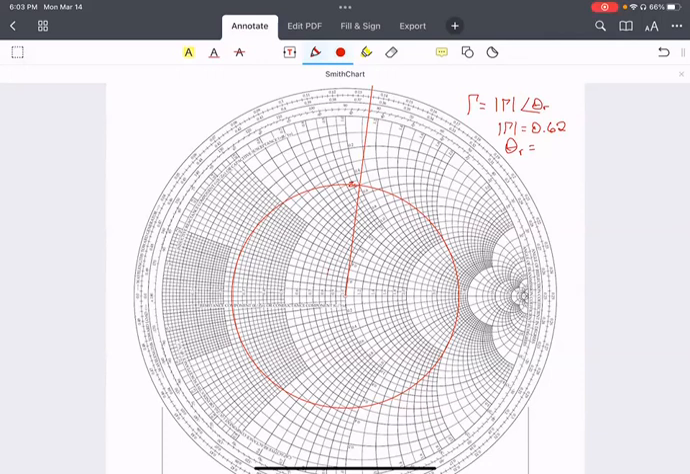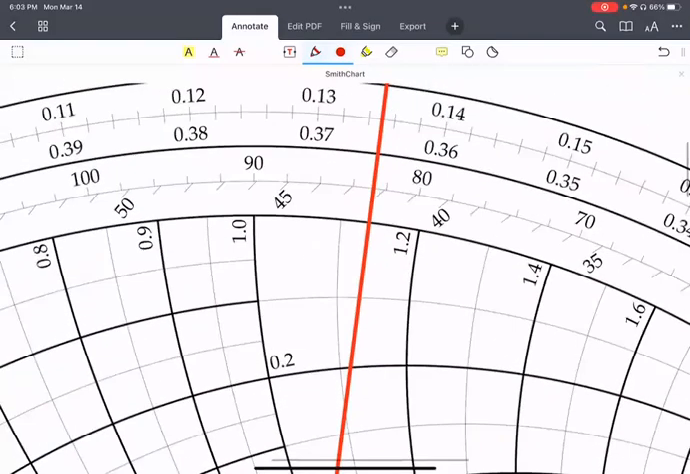Okay, who wants to take a stab at it? 83, anybody else get something different? 83-ish? 82, any 82s? Okay, I'd say 82.5. So we know it's between 80 and 90.